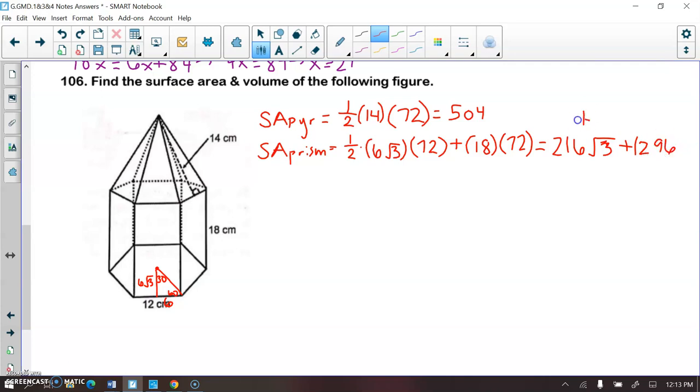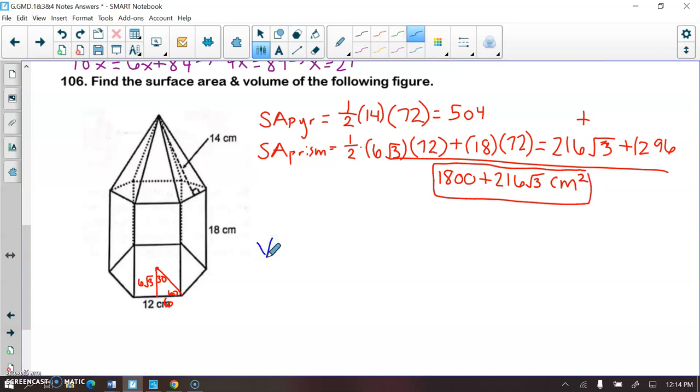We add those two surface areas together. I can only add the 504 and the 1,296 together, and that's an 1,800. And then I just leave the 216 root 3 on the very end. This would be exact form. So that's our surface area.